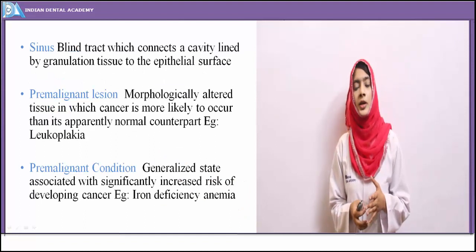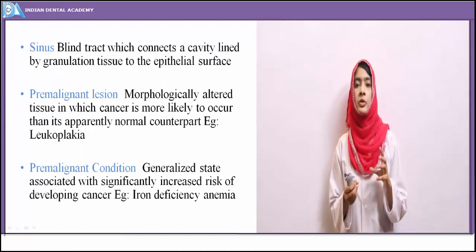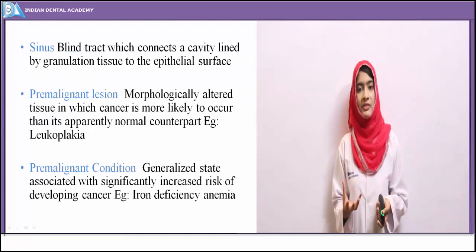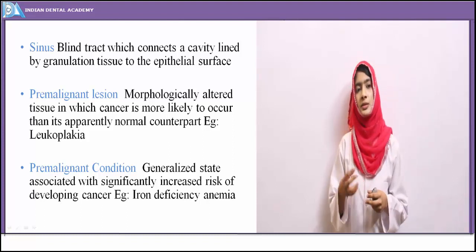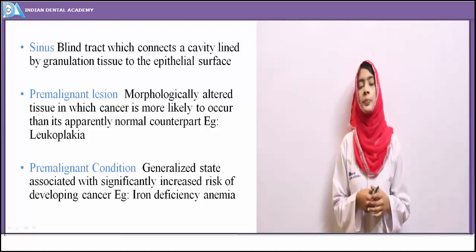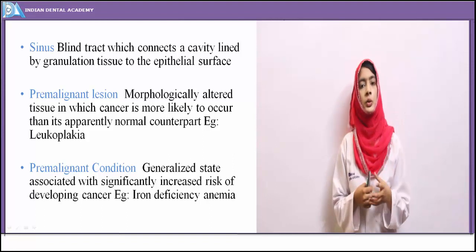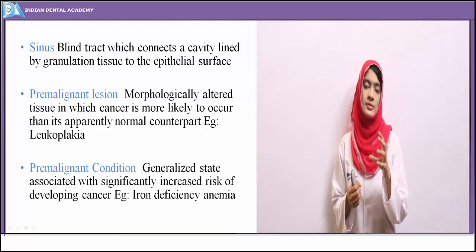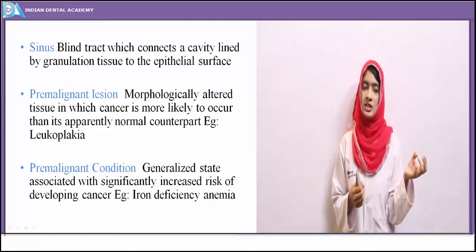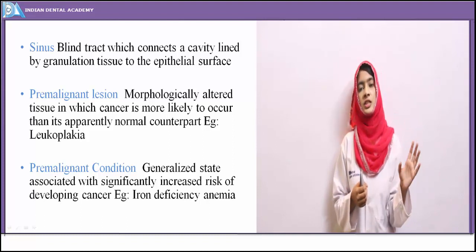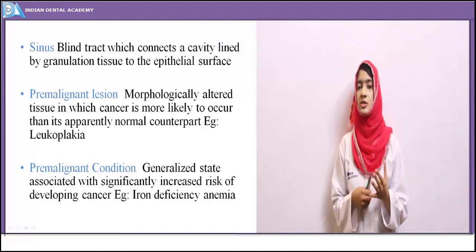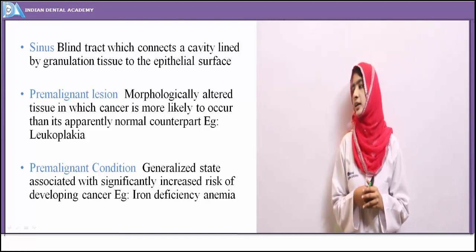What is a sinus? Sinus is nothing but a communication of a cavity to the epithelium. Suppose a blind cavity is occurring in the oral tissue, it is connected to the epithelial surface, and sometimes if it has pus, it is discharged to the external surface of the skin or mucosa through that particular region. It's known as sinus formation or the sinus tract.